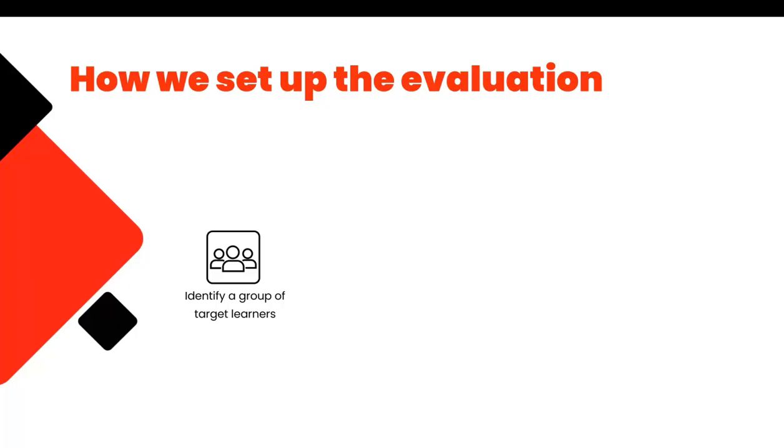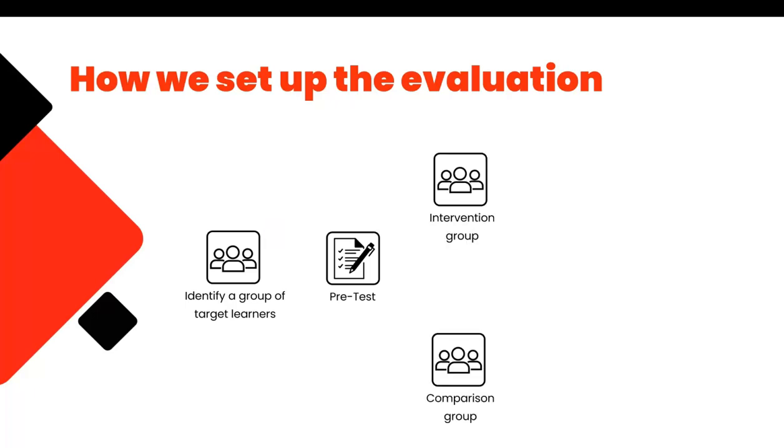The first thing we ask you to do is identify a group of target learners. This is either in Key Stage 1 or Key Stage 2, depending on the trial that you've selected. You'll then complete the pre-test assessment measure, which will also generate a total difficulty score. You'll then input this into the What Works Teaching platform, which will randomly allocate your learners into an intervention or comparison group.